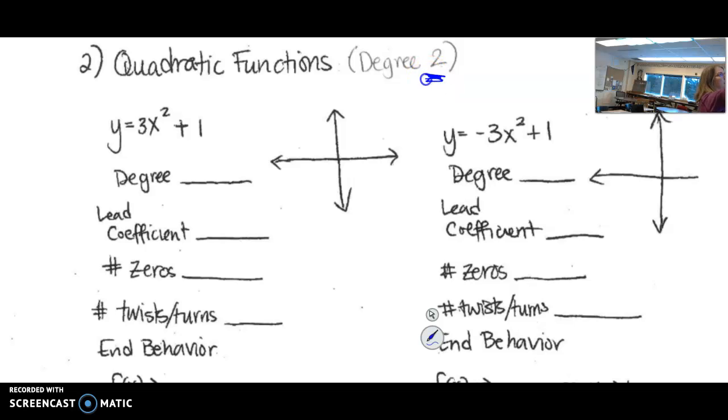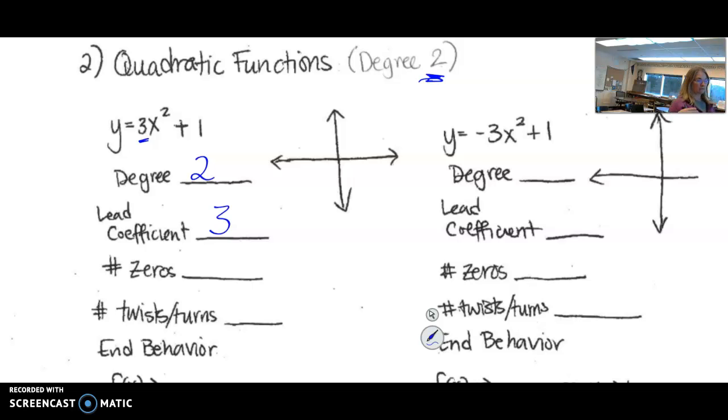So we have a degree 2. Again, pay attention to the degree and pay attention to that lead coefficient and how it affects the end behavior. The degree is 2, and the lead coefficient is the number in front of the x squared, which is 3. Let's look at how many zeros we have, how many twists and turns, and then our end behavior. So let's graph this.